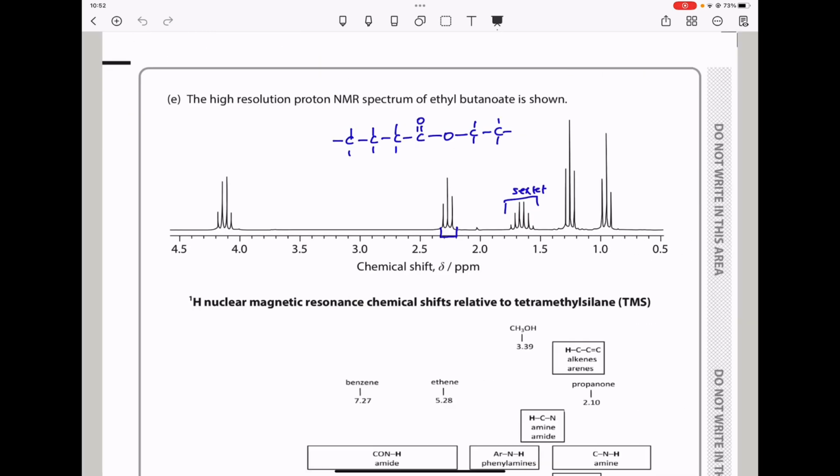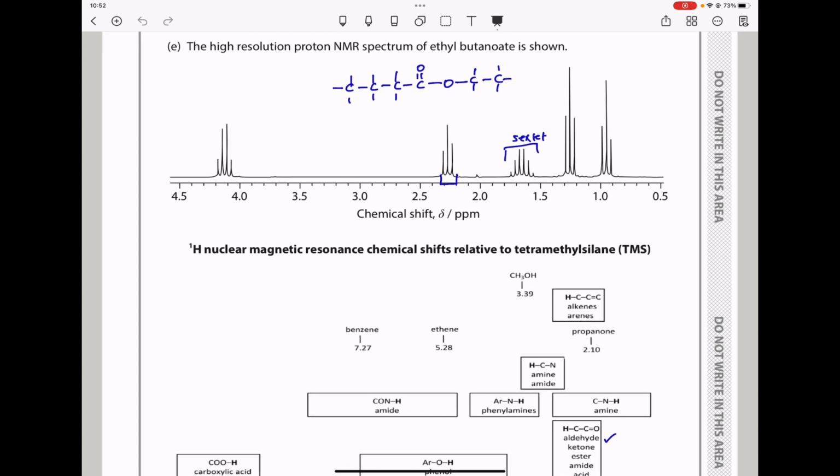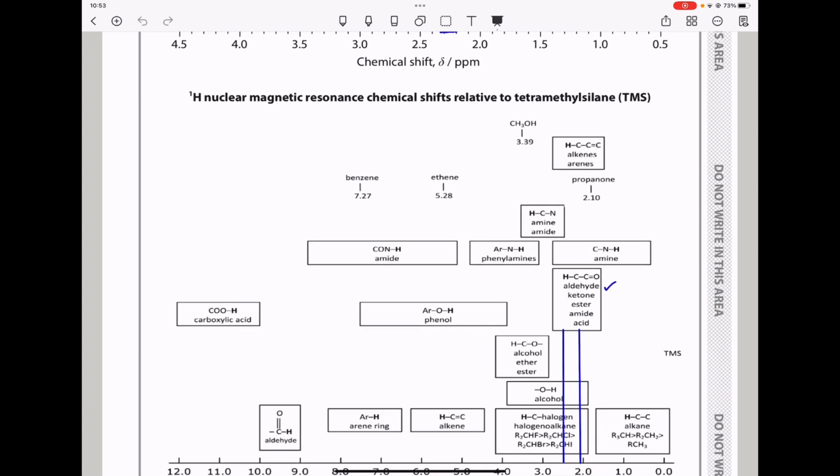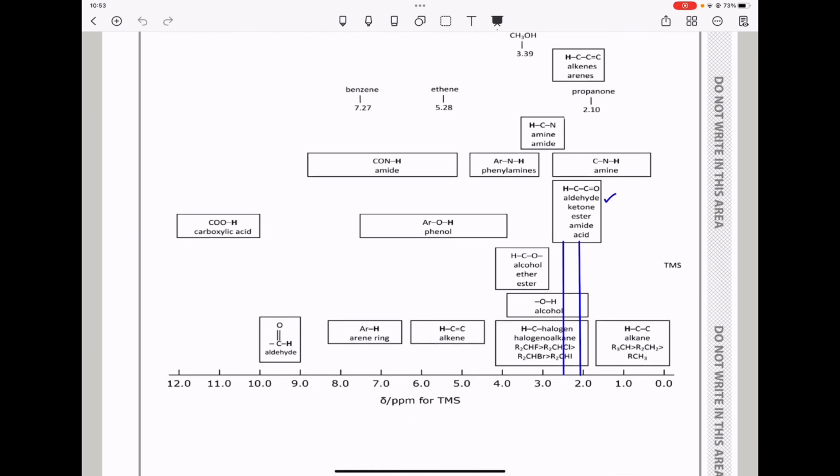In part E, the high-resolution proton NMR spectrum of ethyl butanoate is shown, as you can see here. So we can see peaks 1, 2, 3, 4, 5. So that means there are 5 different proton environments. We can see this is split into a quartet. We have here a triplet. We have a sextet. We have a triplet and another triplet. Here they say the hydrogen-1 nuclear magnetic resonance chemical shift relative to tetramethylsilane is given here. So we're going to refer to this later.